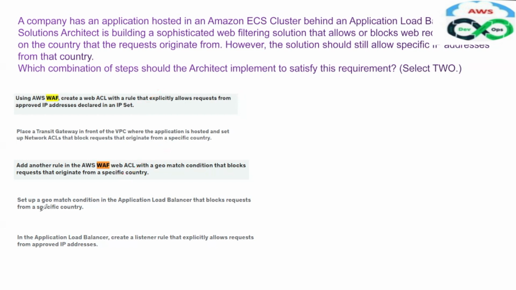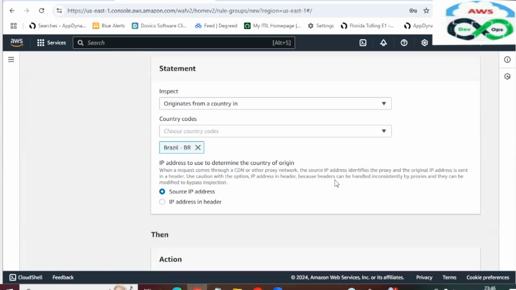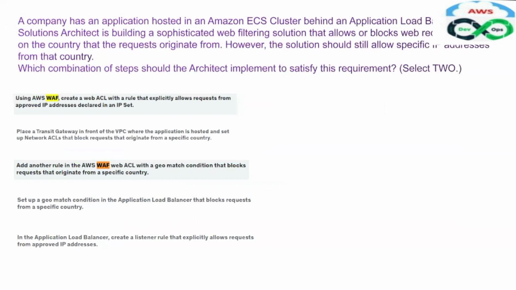We have the option either to allow the IP addresses or block the IP addresses by specifying the appropriate country. For example, I have selected Brazil here. I can either configure a block or I can configure an allow. Similarly, I can select some other country and configure an allow or a block, right? So we have that option here. That is the reason we need to go for these two steps. Whichever has to be allowed, put it in the allowed list. Whichever has to be blocked, put it under the blocked list. So for this question, these two are the correct answers.